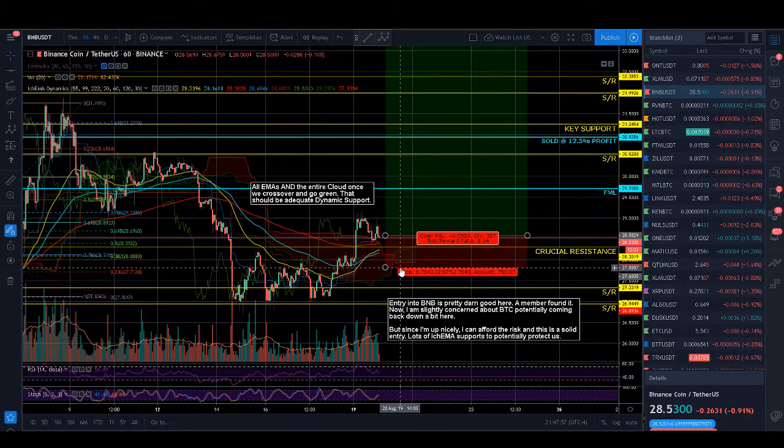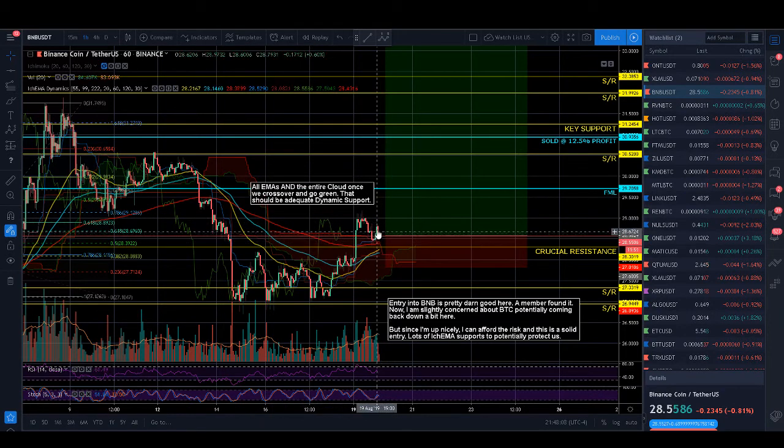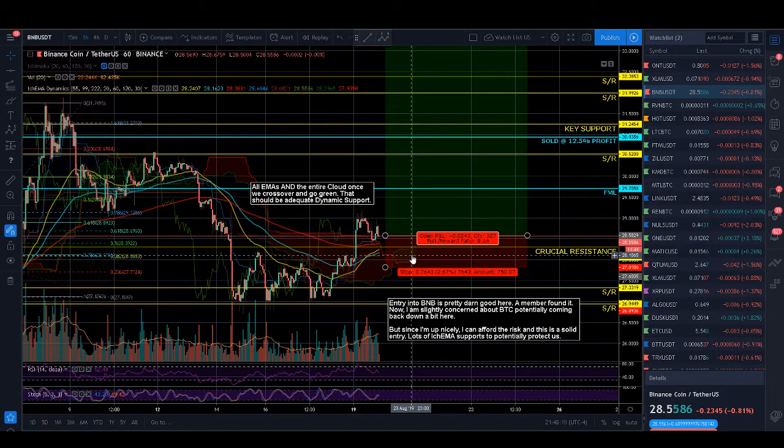It's possible. BNB actually hasn't been following my Ichimoku dynamics as well, so it's not bouncing off of all these dynamic supports as well as some of the other trades I've shared with you guys. So it is possible it will fall right through, but for me it's worth the risk. I'm only risking about 2.7%. So if I enter right here and I set my stop loss here, it's only a 2.7% risk, right?